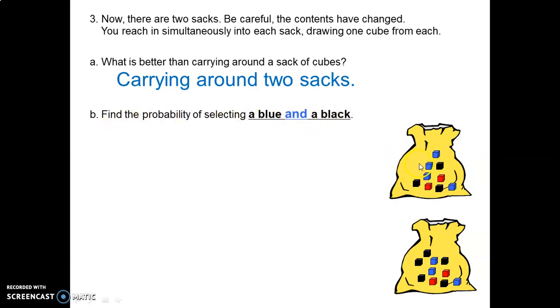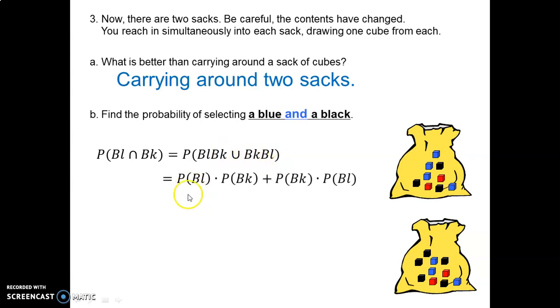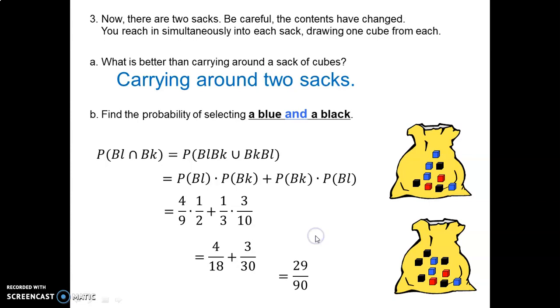So blue and black, or maybe backwards also. Let's try it out. In this case, blue and black can be made up of blue black or black blue, right? So in that case, blue black would be blue out of this one, 4/9 times 1/2, or black first, so 1/3 times 3/10 blue. Add those up, and you get this value here.